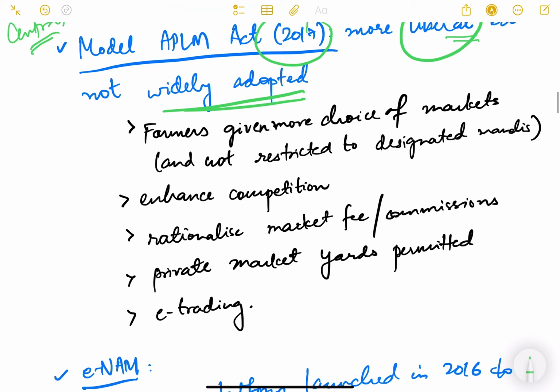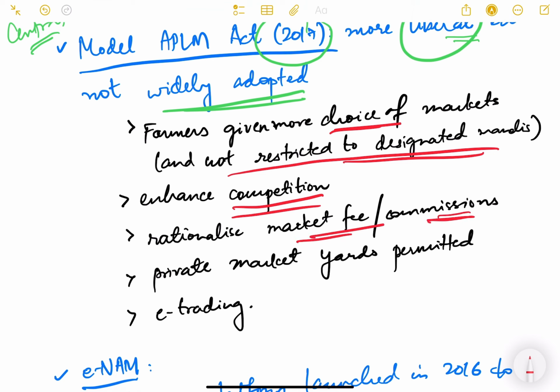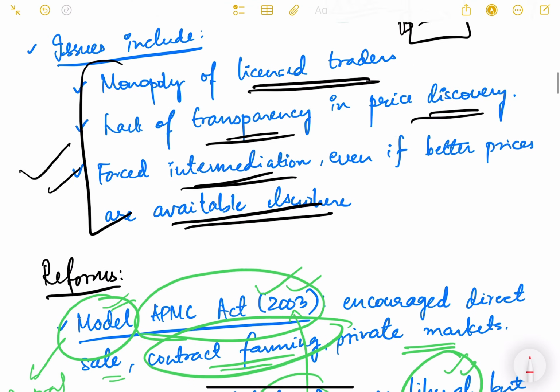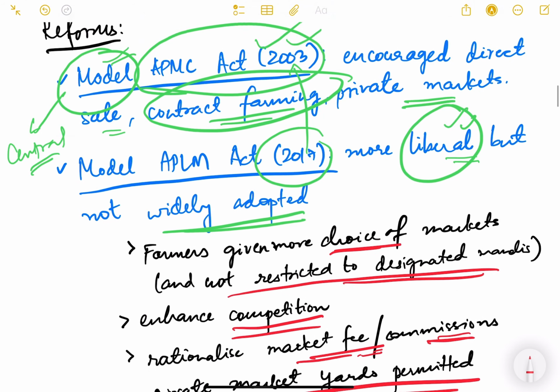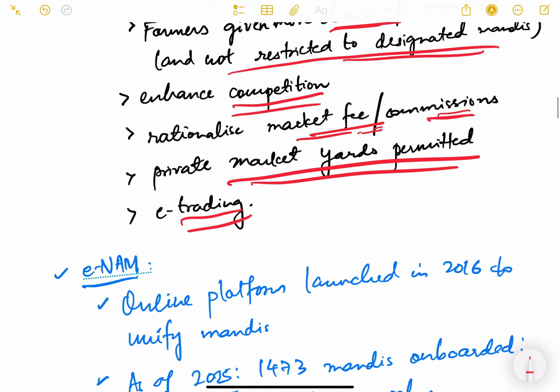What are some of the features of this? So one is that farmers are given more choice of markets and are not restricted to designated mandis, which enhanced competition because more traders now can come, they have more markets to sell. Rationalized market fee and commission. Previously market fee was high, so it got rationalized so that the farmers don't pay an excessive amount as market fee and commissions. Private market yards were also permitted. Previously these APMC mandis used to be government mandis only, but now private mandis are also allowed, and e-trading is also allowed using electronic platforms, digital platforms.